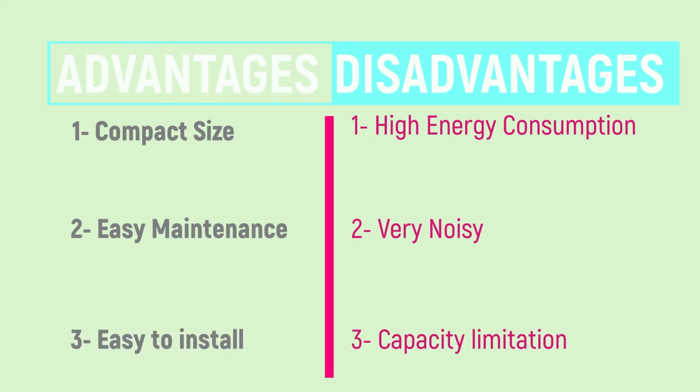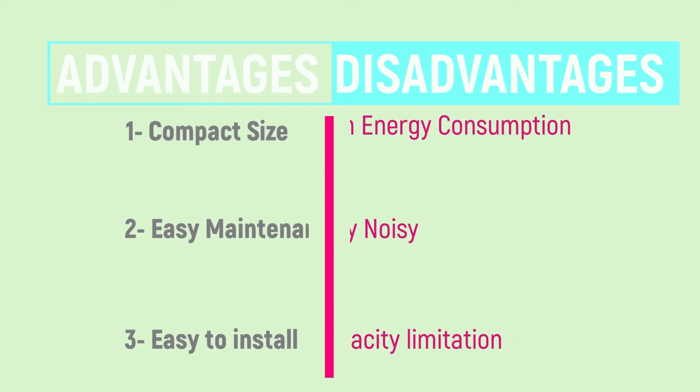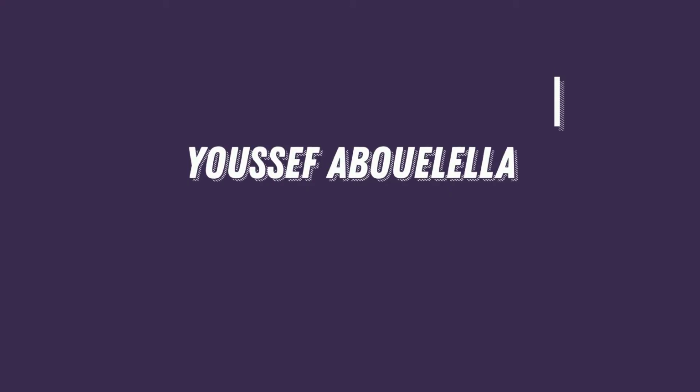The third advantage for a window type AC is that it's easy to install, provided that you have a hole in the wall or a window. That's why it's called a window type. But the second disadvantage is that it has a capacity limitation, so it goes up to 2.5 tons. That's the biggest window AC that I've seen in terms of capacity.